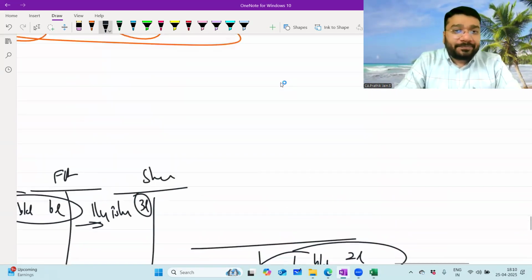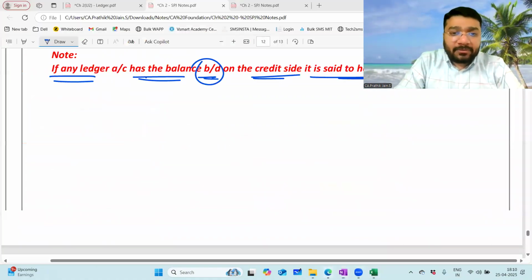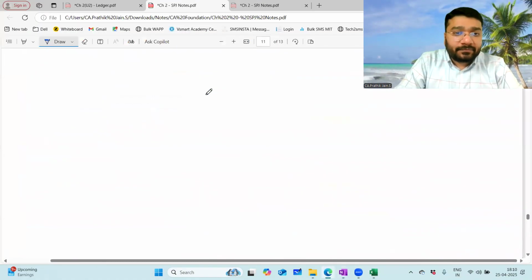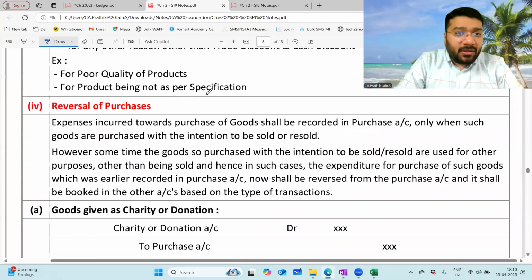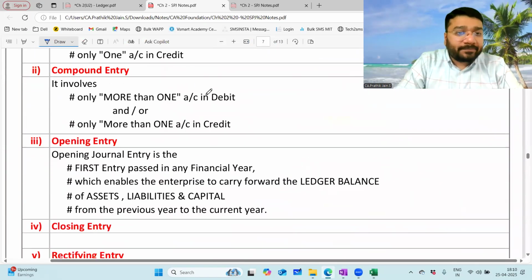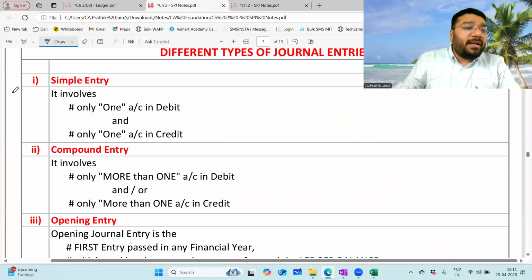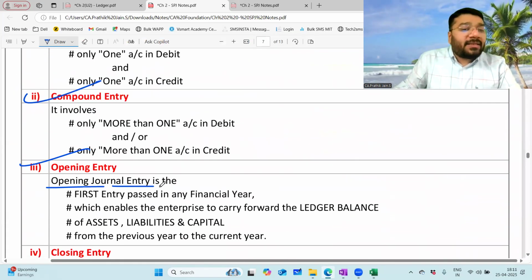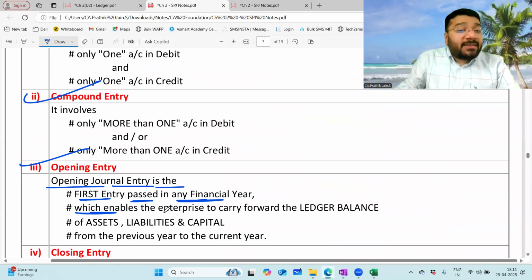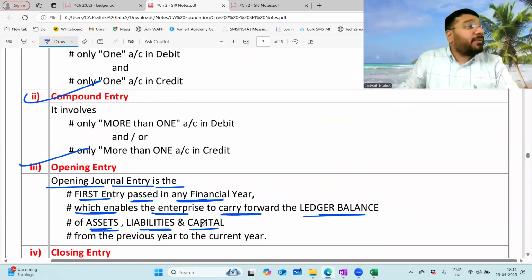Any problem here? Online people, any problem here? No, sir. So if I come back here, types of journal entries, what all we have completed so far? Simple entry completed, compound entry completed, opening entry. The opening journal entry is the first entry passed in any financial year, which enables the enterprise to carry forward the ledger balance. Which ledger balance? Of assets, liability, and capital. From which year? From previous year to the current year.